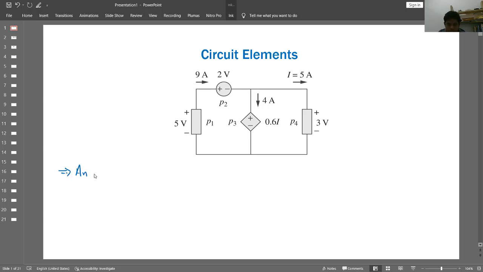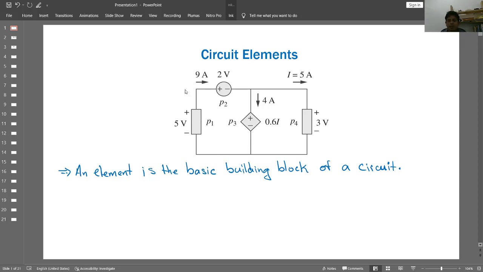An element is the basic building block of a circuit. Okay, so an element is the basic building block of a circuit.